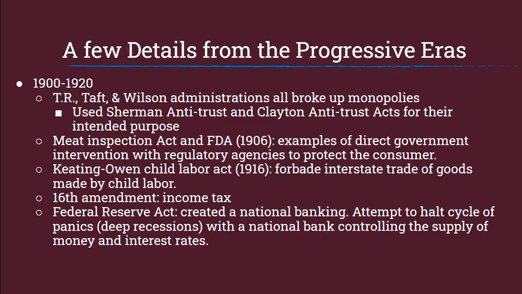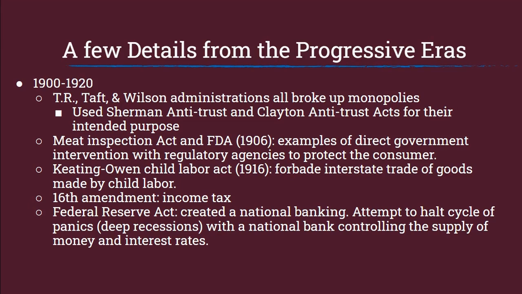Now let's take a look at the progressive era. And again, this is in no way comprehensive. I am just highlighting a few key details to give you an idea of the era and give good outside evidence for an essay on the topic. Running from 1900 to 1920, it saw three reform-minded presidents: Teddy Roosevelt, William Howard Taft, and Woodrow Wilson. They used the Sherman and later Clayton Antitrust Acts to break up monopolies.